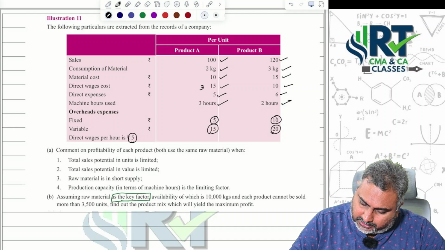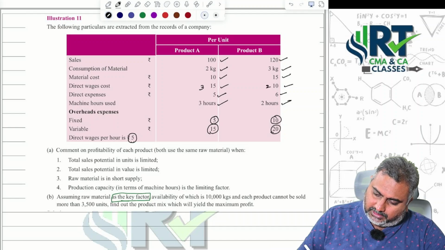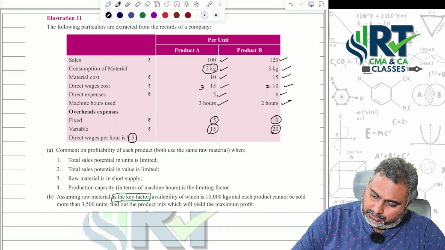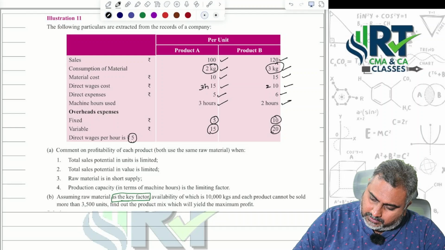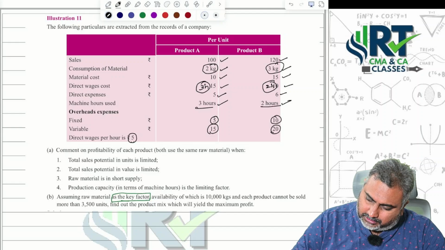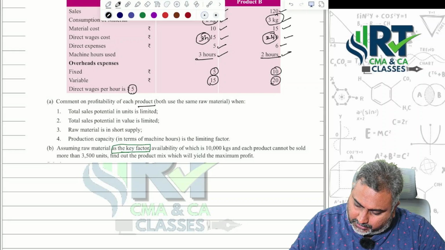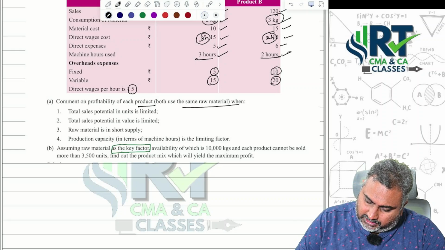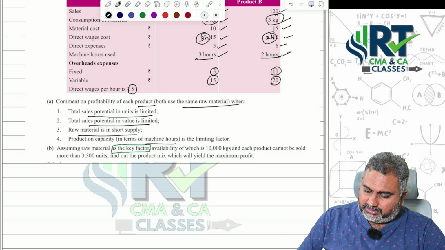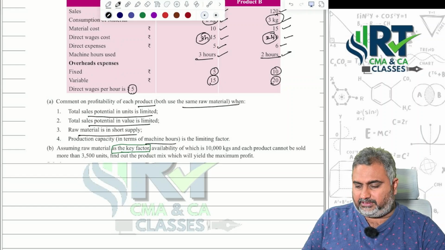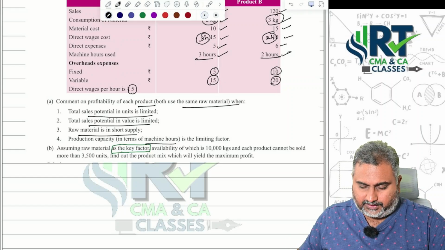So then based on that, 3 hours, 2 hours you will get. Raw material for each unit, how much, you know. So here also you know how many hours. Machine hours also you know. Now comment on the profitability of each product. Both use the same material. Sales units are limited. Sales value is limited. Raw material is in short supply. Production capacity in terms of machine hours is the limiting factor. What is the second bit? We'll see once we're done with the first bit.